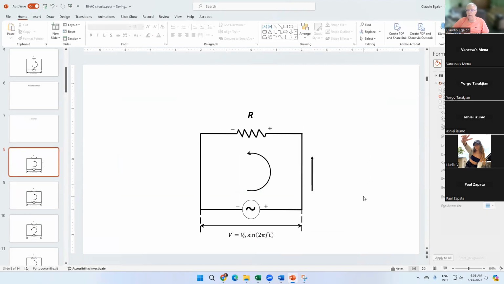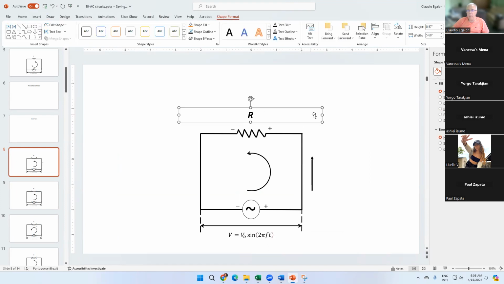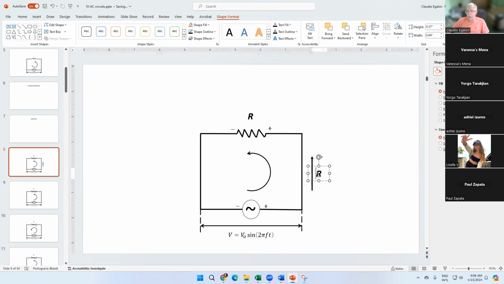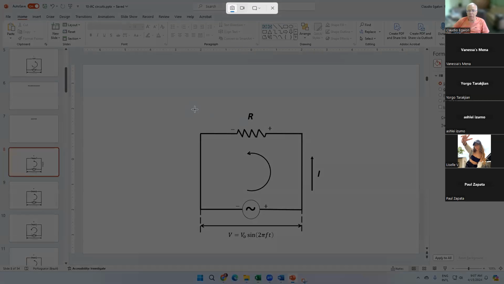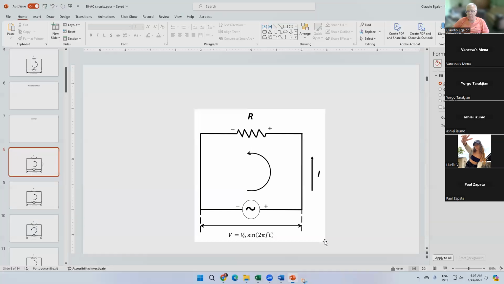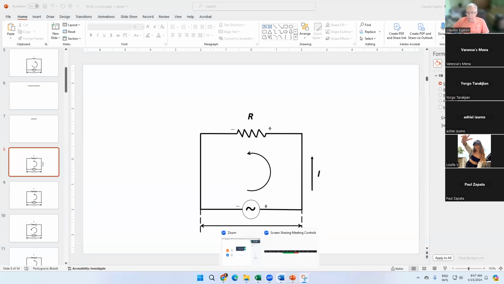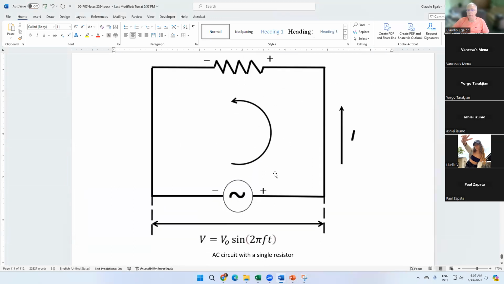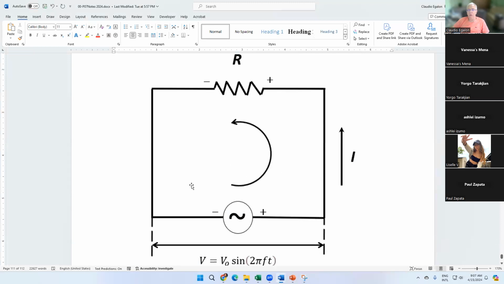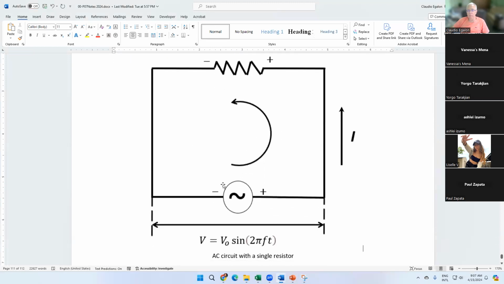Okay, I want this one here. Good. Here's the direction of the current, and I'm going to label that I. Okay, and I'm going to copy that into my notes. Okay, so here you go. The current is flowing also in the counterclockwise direction.